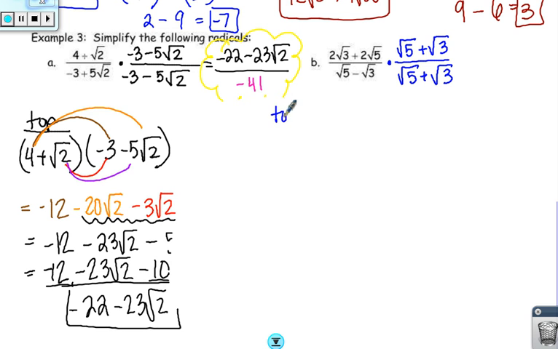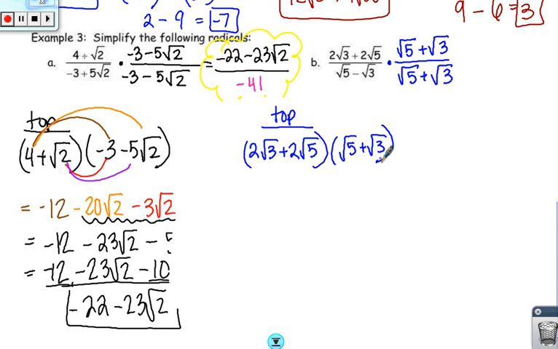If I look at just my top piece, what is on top of this fraction? I have 2 square root of 3 plus 2 square root of 5 for my first parentheses, and I have the square root of 5 plus the square root of 3. We need to distribute here. So 2 square root of 3 times the square root of 5. Our first term is 2 square root of 15. 3 times 5 is 15. So that's our first. Our outer, 2 square root of 3 times the square root of 3 is 2 square root of 9. 3 times 3 is 9.